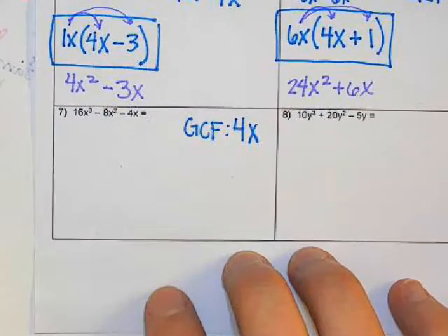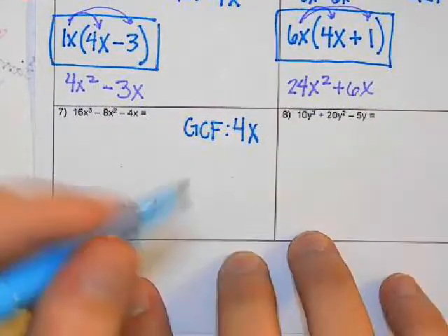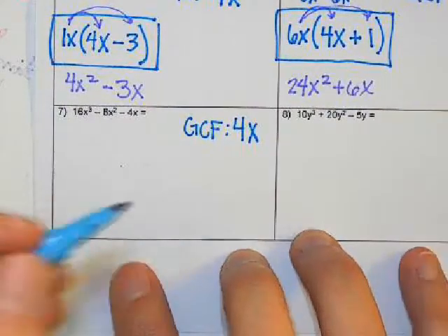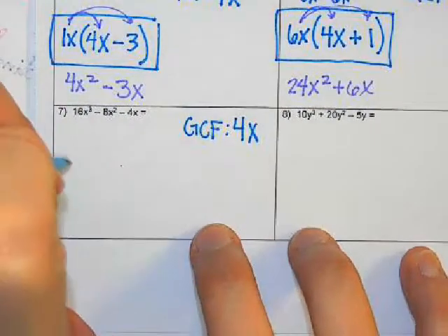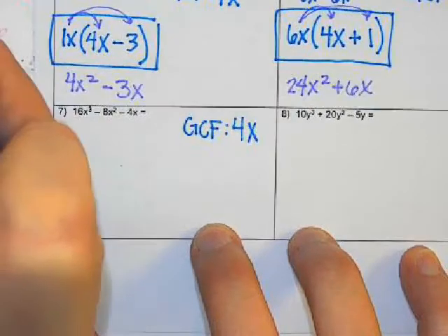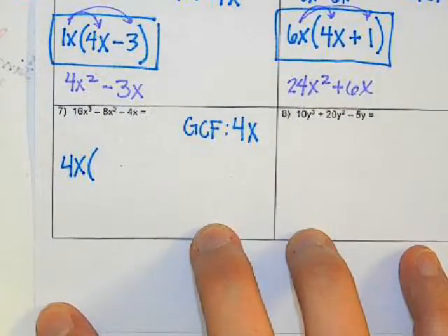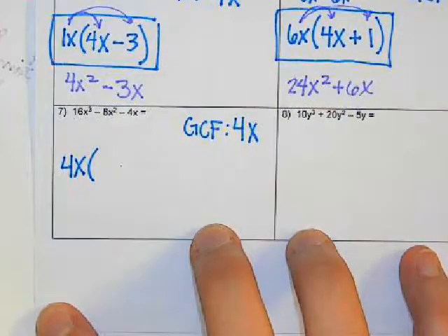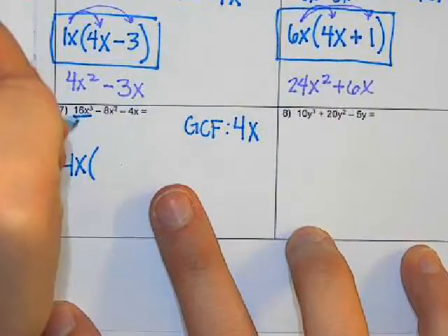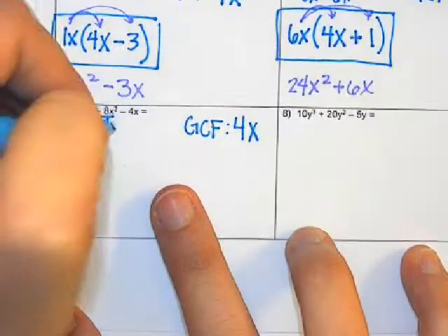Thank you. Okay, that was step 1, find the GCF. Step 2, write GCF outside the parentheses. So 4x, parentheses. Step 3, divide by your GCF.